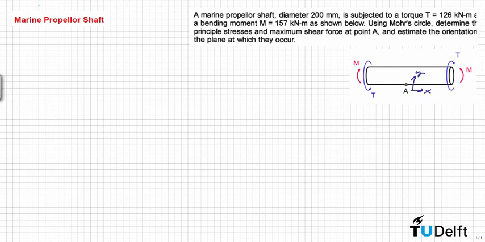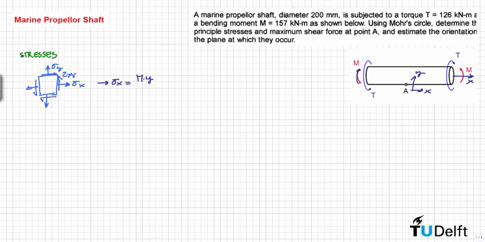So first of all, we need to determine what are the stresses due to this torque and this moment. Then according to the reference system that we have defined here, at A, this is my small differential element. So we have here normal stresses, sigma y and sigma x, and shear stress tau xy. Then we have normal stress sigma x due to bending, right? So this bending moment is creating a normal stress in the x direction.